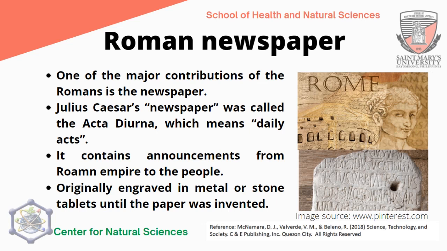Julius Caesar, an emperor, had a newspaper. It was called the Acta Diurna, which means daily acts. It contains announcements from the Roman Empire to the people, such as ordinances, memorandum, laws, and articles. Originally engraved in metal or stone tablets until the paper was invented. So upon the invention of paper, it is now circulated using the Acta Diurna, or the newspaper.